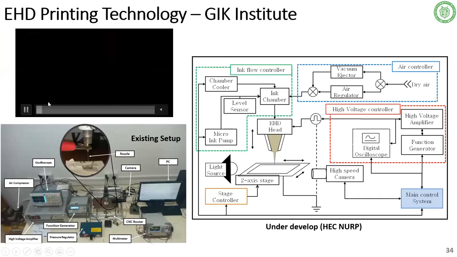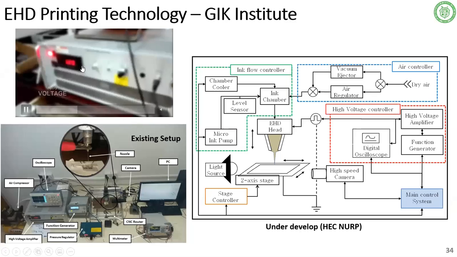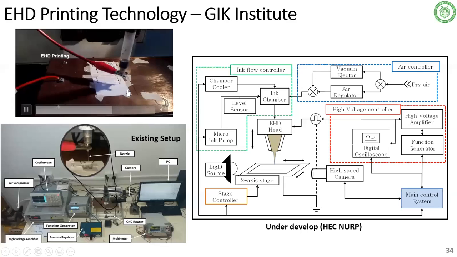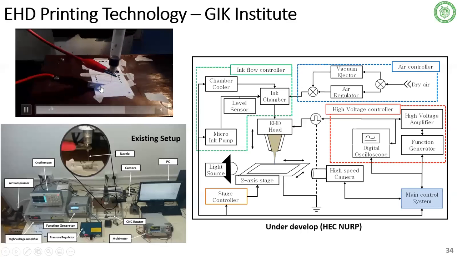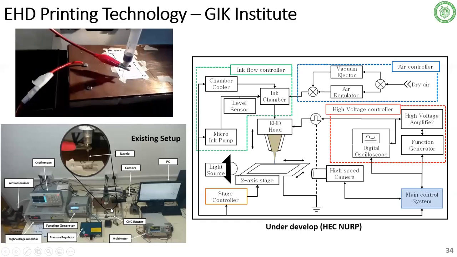Now, at GIK Institute, we initially started with EHD printing on this CNC machine. We put it in and started printing, and this is PEDOT:PSS printing on normal photo paper. Then, with the same setup for direct ink writing, we modified it and added a high voltage amplifier and function generator, and we are doing EHD printing through that. This is an under-development system under an HEC and NRPU project, and we are establishing a proper small lab-scale EHD printing setup.